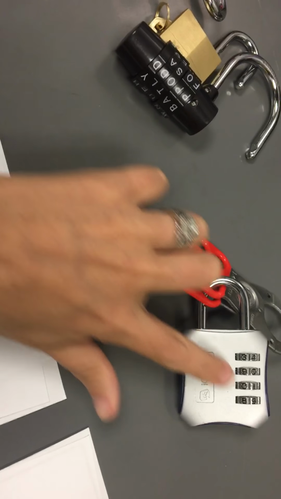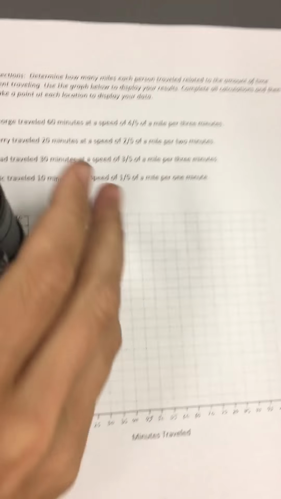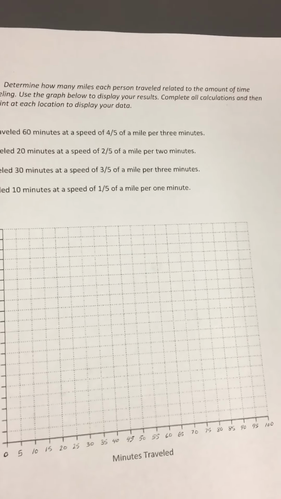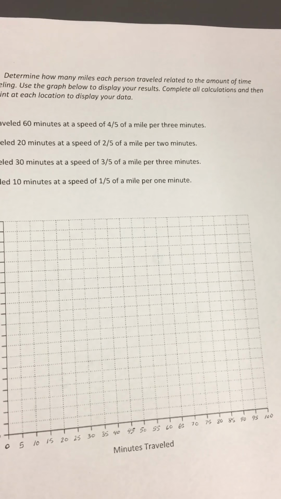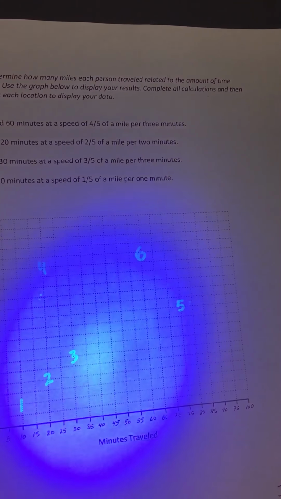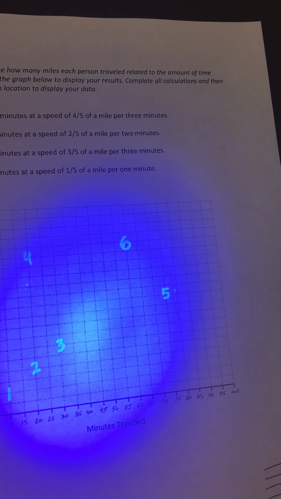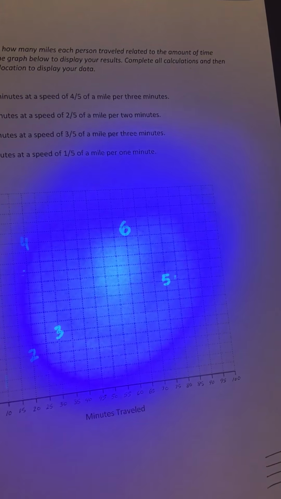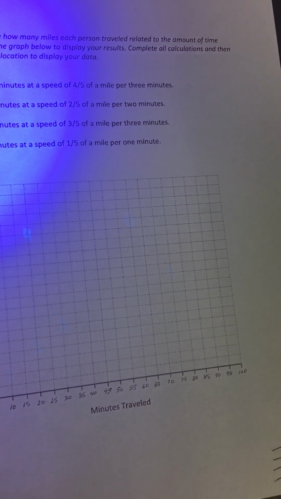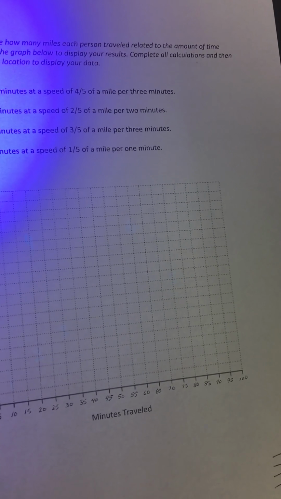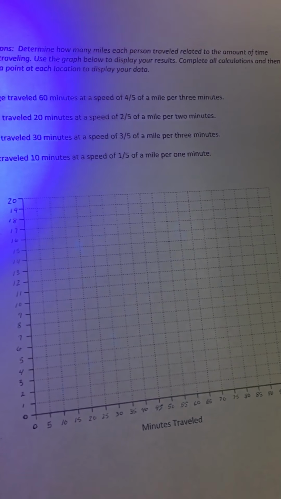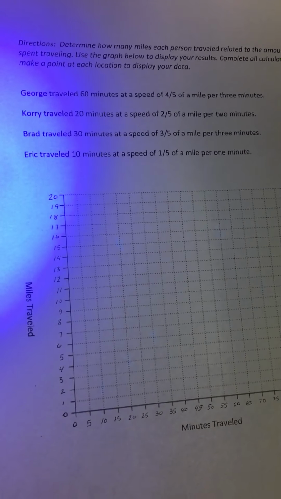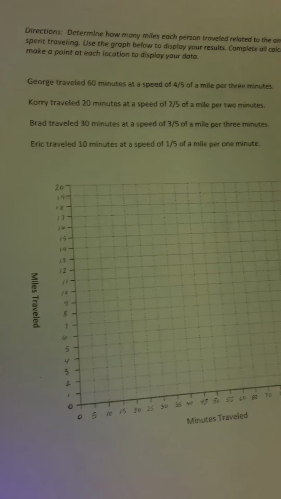That leaves us with one final lock, the 4-digit lock, and we're going to come over to the unit rate paper. The students will solve the unit rate and graph those points. The points are ultimately going to be graphed, and there are 6 numbers, but only 4 of them will have points. So 1, 2, 3, and 6 will be points. And the students will then go back and use the order from the original story problem. So George's number will be first, then Corey, then Brad, then Eric.